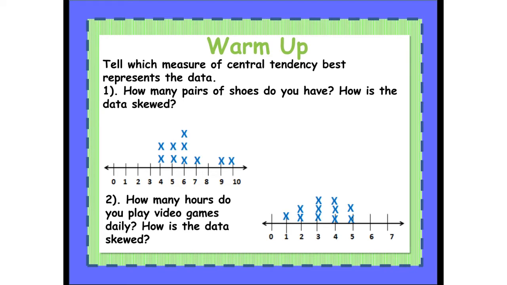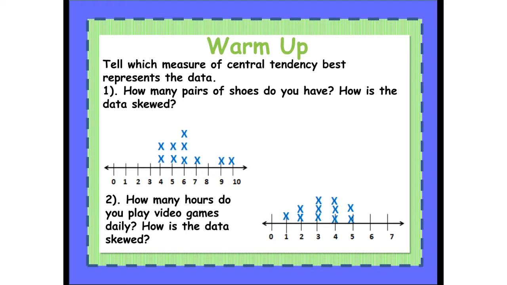It says, tell which measure of central tendency best represents the data. So let's look at number 1. It says, how many pairs of shoes do you have? And there's a dot plot with X's on it. This shows us we have 2 people that said 4, 2 people said 5, 3 people said 6, 1 said 7, 1 said 9, and 1 said 10.